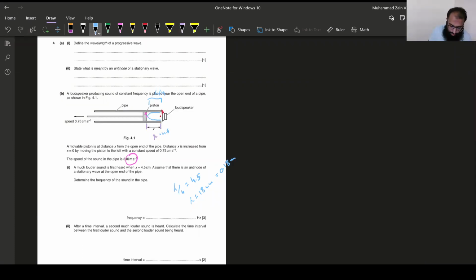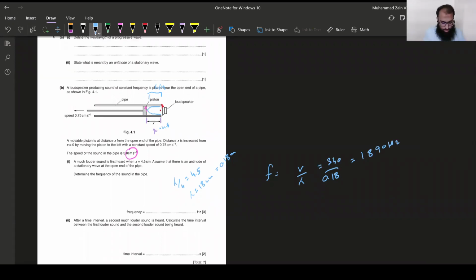And if I know the speed, my frequency would be equal to speed over wavelength. So speed is 340 divided by 0.18. So my frequency comes out to be approximately 1890 hertz. This is the frequency of the sound in the pipe.